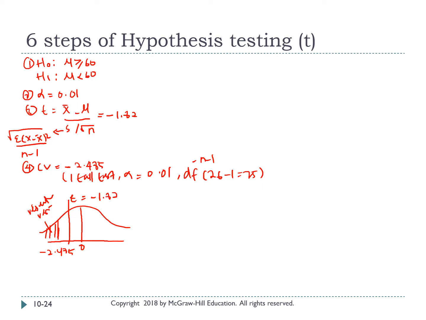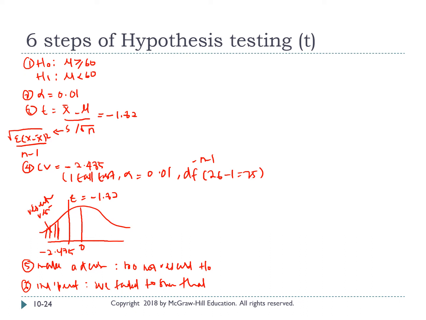The next step, step number 5, we have to make a decision. What is our decision? We should say do not reject the H null. Why is that? Because the t value falls outside the rejection region. Step number 6, we have to interpret our result. What should we say? We should say we failed to show that our H1 is true. H1 is mu is less than 60. So these are all the 6 steps in hypothesis testing.